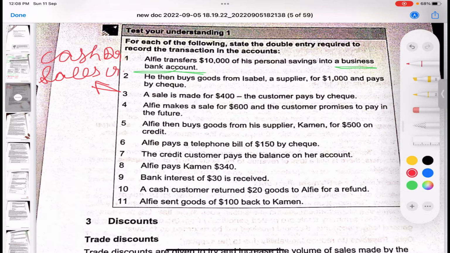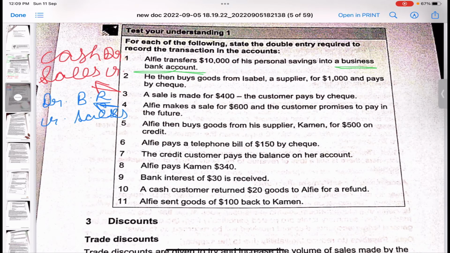$400. Alfie makes a sale for $600 and the customer promises to pay in the future. What does that mean? Bills receivable, right? Which is an asset for us. So bills receivable account is debited and sales is credited. So this is nothing but debit bills receivable and credit your sales.